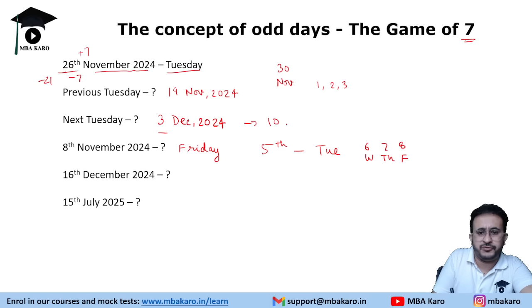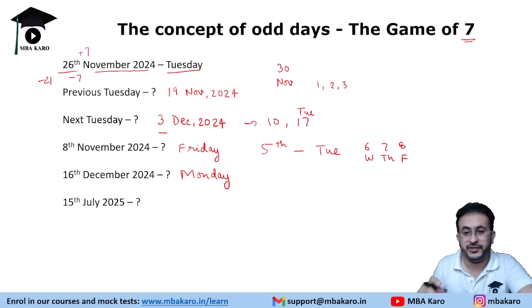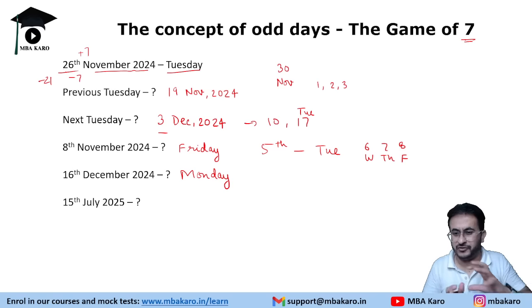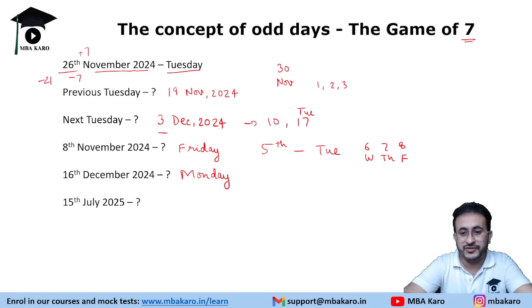Similarly, if I ask you 16th of December, you know that 3rd of December is Tuesday, then 10 December will be Tuesday, 17 will be Tuesday. So 16 December will be Monday. If I ask the day on 15th of July 2025, now this becomes a difficult problem for us, in the sense that we will have to count the number of days in each of these months. So in such kinds of problems, the number of days comes in handy. One must know the number of days in different months.